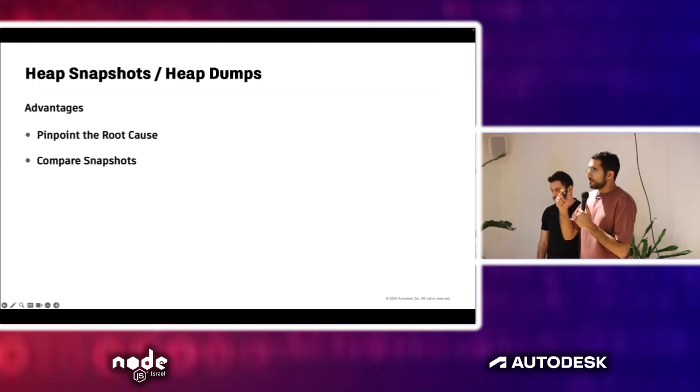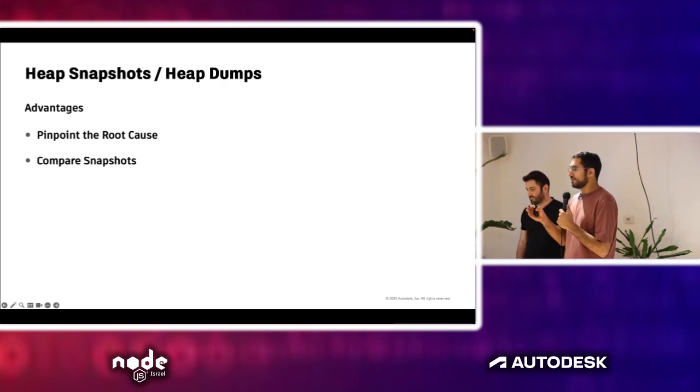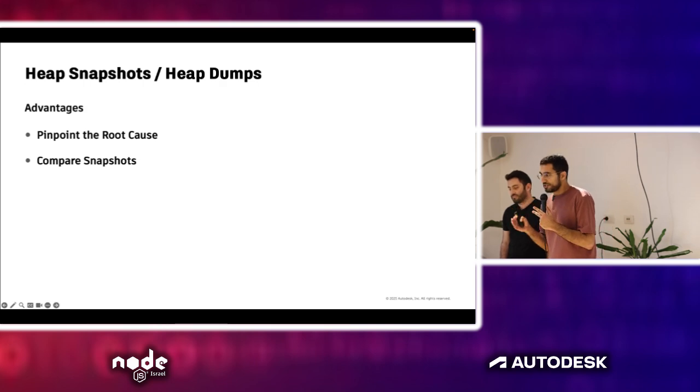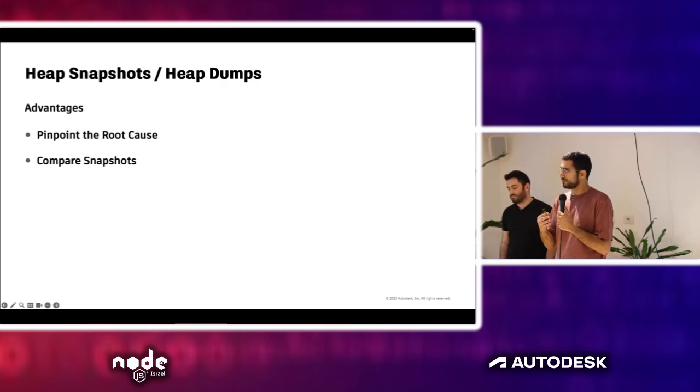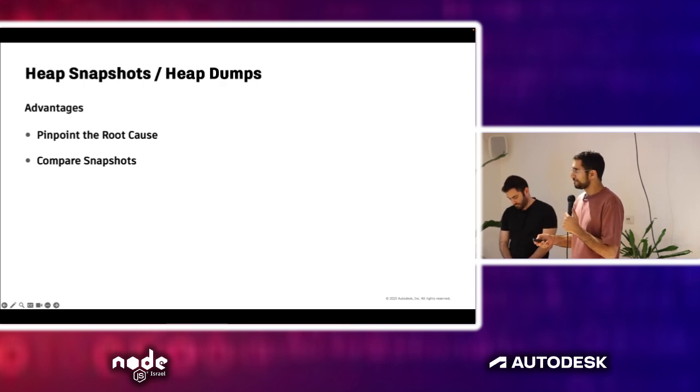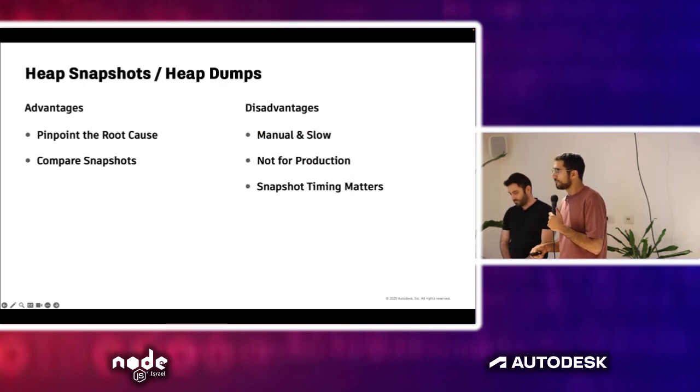Let's take a look at the advantages. The main advantage is that it tells you exactly what the problem was. And not only that, you can also compare snapshots. So if we take one before the memory leak started, and then one afterward, so two snapshots, and we compare them, we'll be able to see exactly which variables caused the growth in memory. But it has some disadvantages.